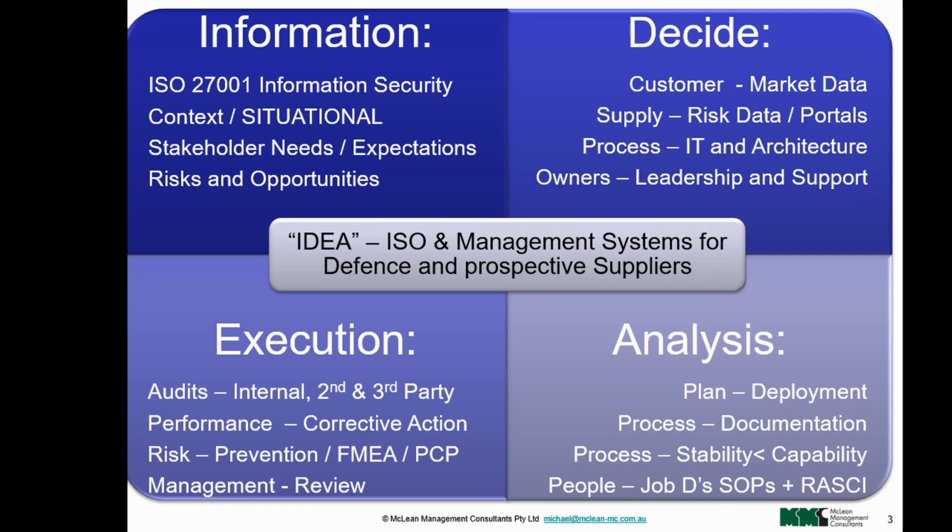And of course, the whole purpose of all this is about reducing or mitigating risk. Some of you may be familiar with failure mode and effect analysis, process control plans. And of course, this all leads up into the management having a good review of the business. So that's one summary of maximizing the value from your quality systems in the information domain.